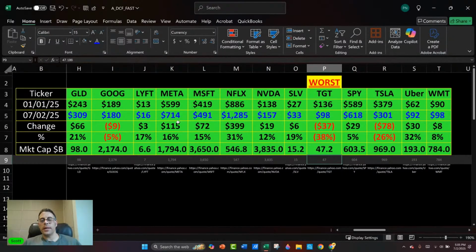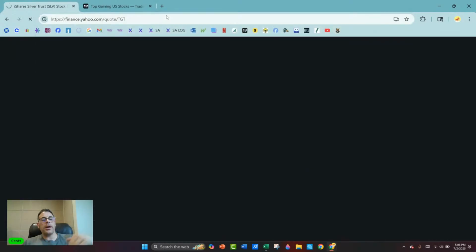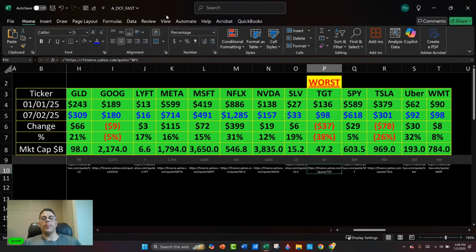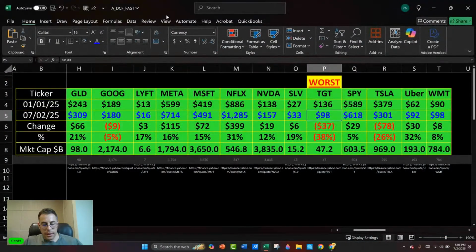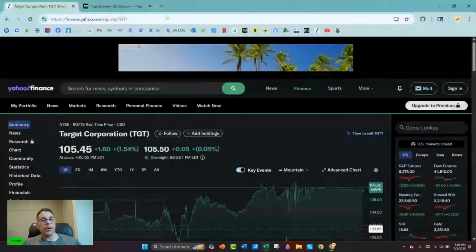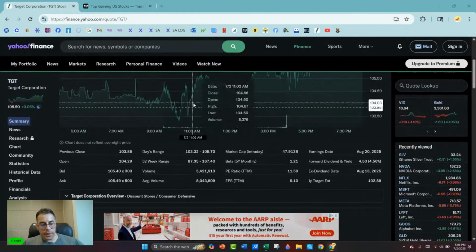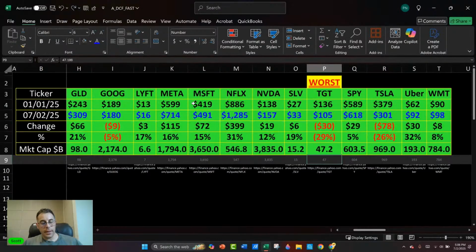Target is the worst performing stock of all the companies trading above like 20 billion market cap. Look how much it went up today, though. 1.5%. Finally. So that's a good stock if you're looking for a deal, a discount. I think I'm going to put some money in Target.